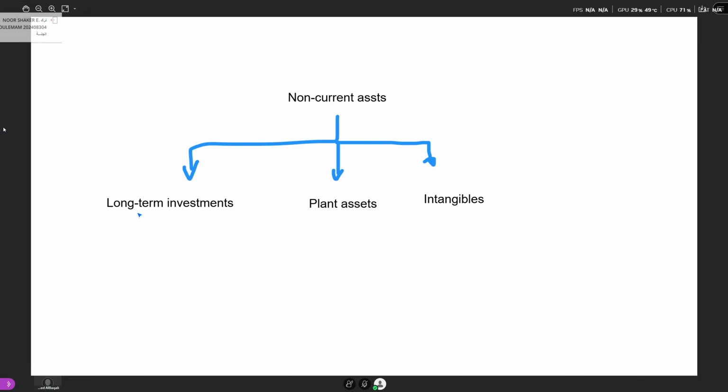Long-term investments, استثمارات طويلة, right? So any investment that we make for a long period of time. So for example, if we buy stocks and we plan to keep these stocks for a long period of time, more than 1 year, this is a long-term investment. If we buy bonds, لما نشتري سندات ونقرر نخليهم حق فترة طويلة, this is also a long-term investment.